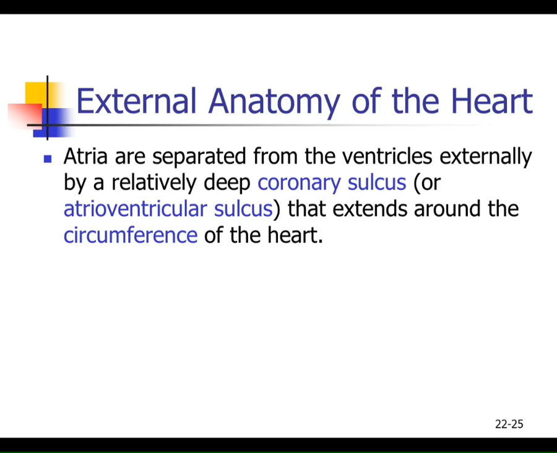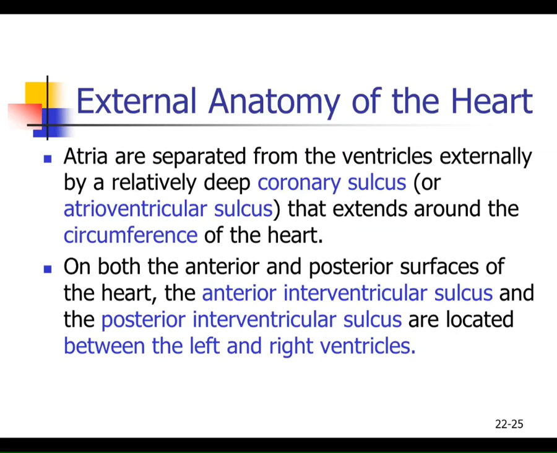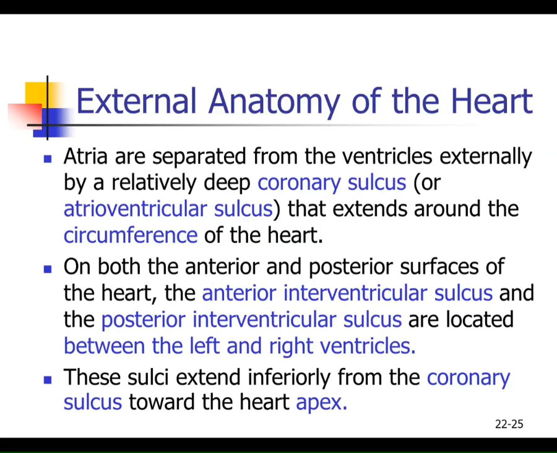The atria are separated from the ventricles externally by the coronary sulcus, also called the atrioventricular sulcus. It extends around the entire circumference of the heart, sort of as an oblique belt. And then on the anterior and posterior sides, there are interventricular sulci, grooves that run between the ventricles, one in the front, one on the back side. We already know about the apex, that nice pointy structure.